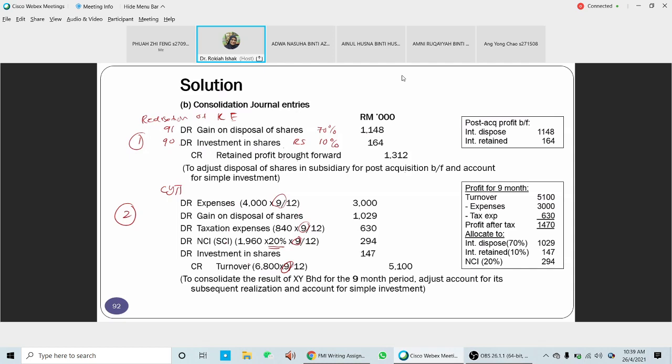1029 here is the one that you have in slide 91. Slide 91 here is related with the 70% that you dispose. 147 here is slide 90, for the 10% that remains. So altogether, this is to prepare a consolidated result for 9 months. So that is what you have for the second. The first one is realization of RE, retained earnings, and then the second one is the current year profit.